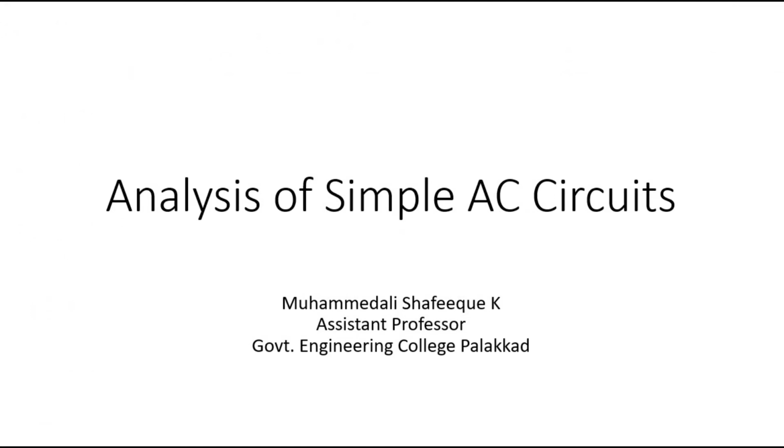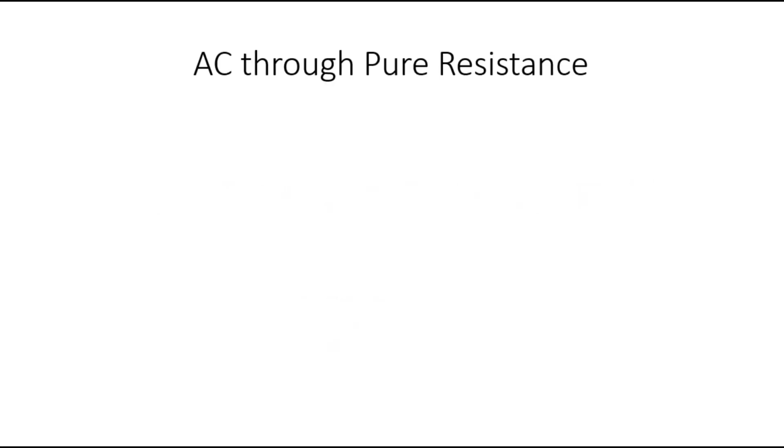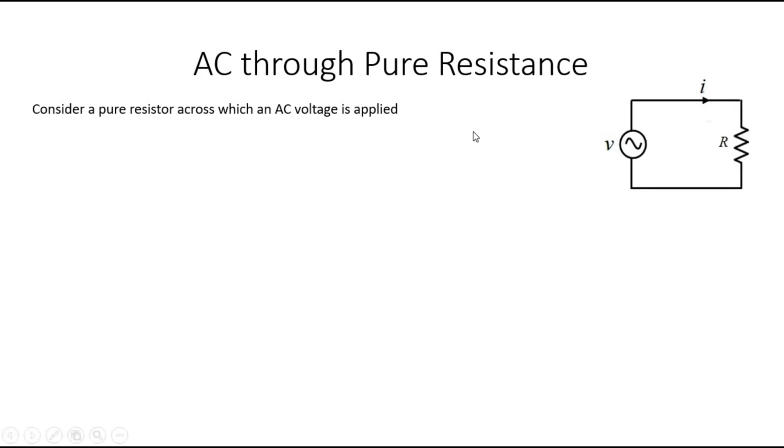Welcome all. In this lecture, we are discussing analysis of simple AC circuits. So firstly, we can consider AC through pure resistance. Consider a pure resistor across which we are applying an AC voltage. So this is a resistance with R. I is the current flowing through it when voltage V is applied across it.